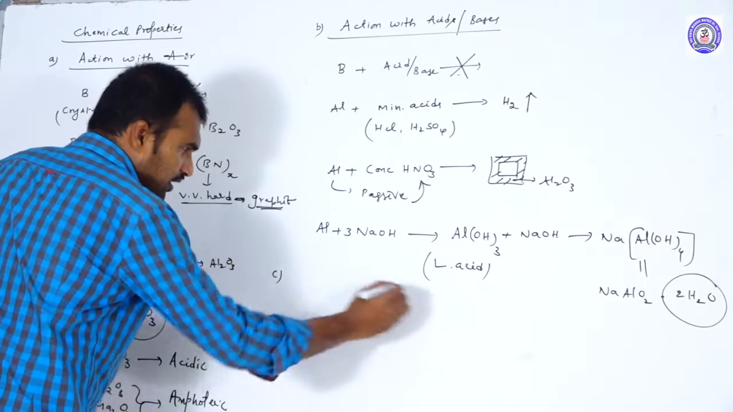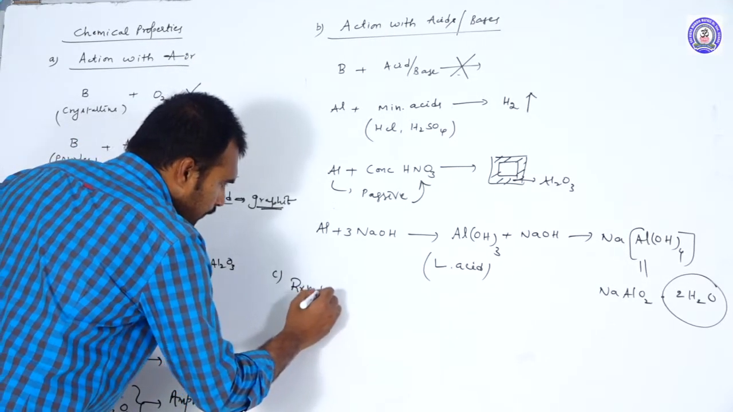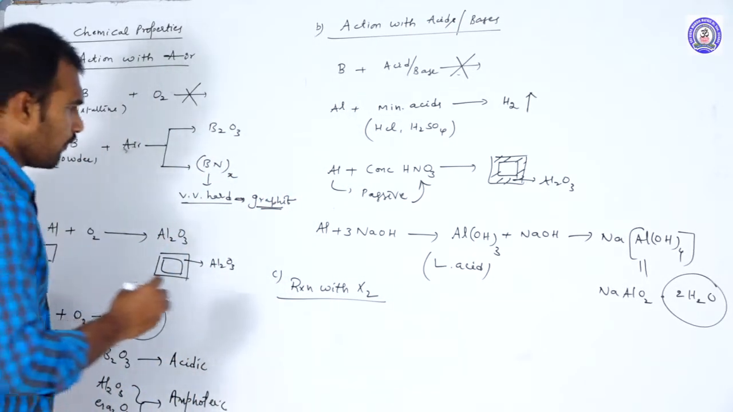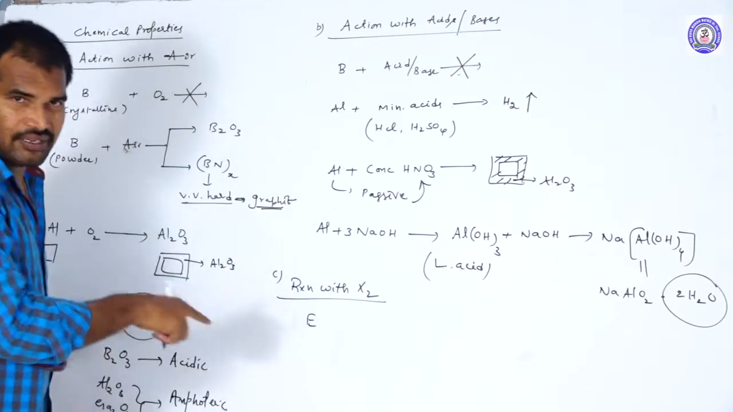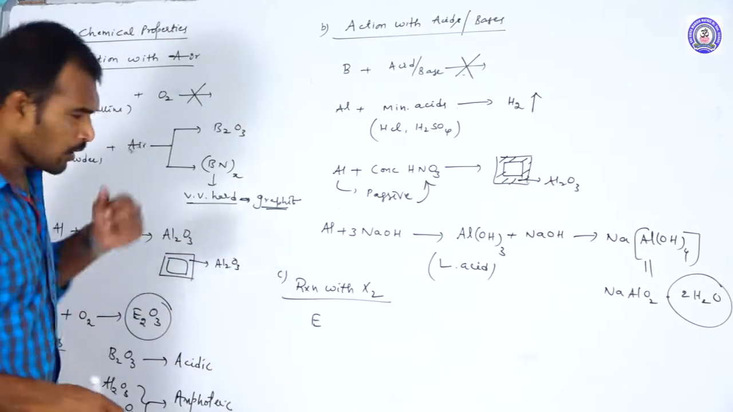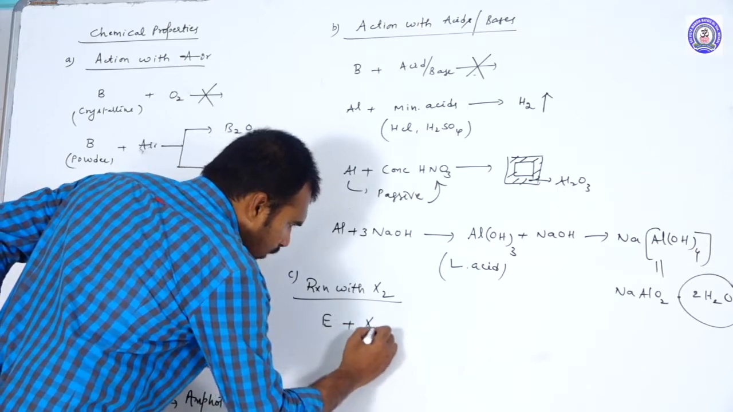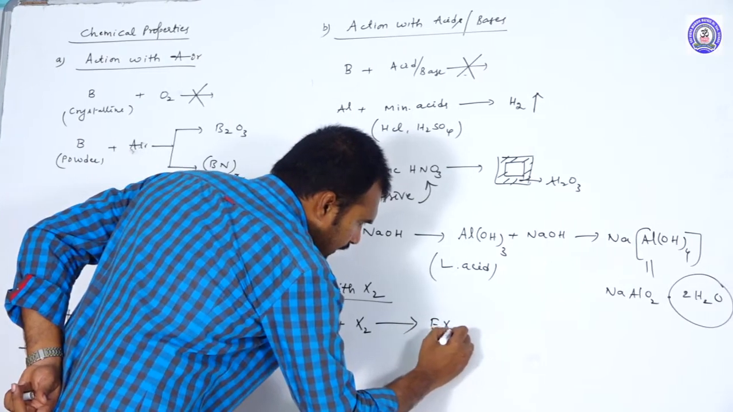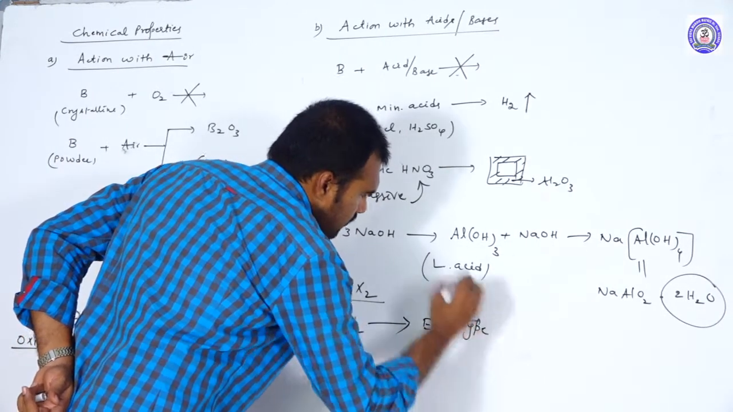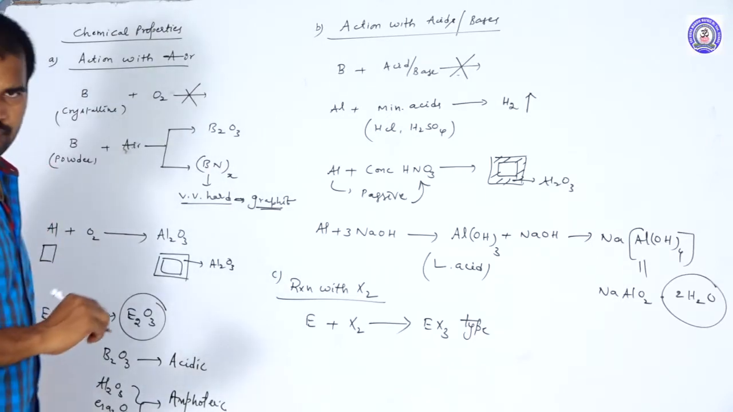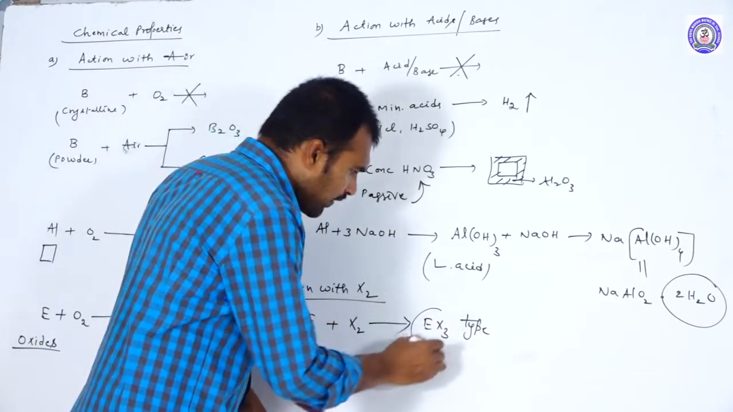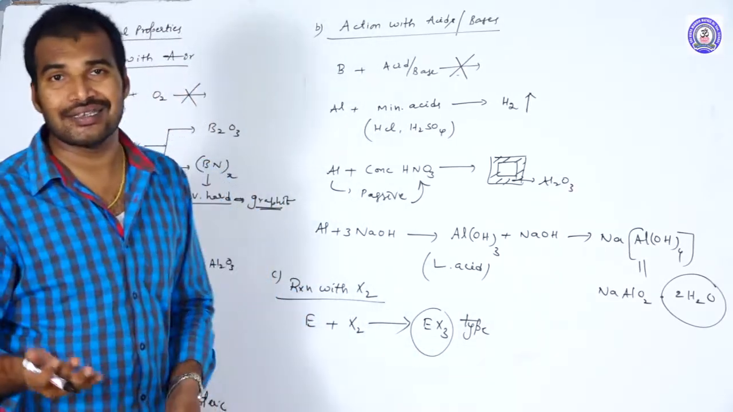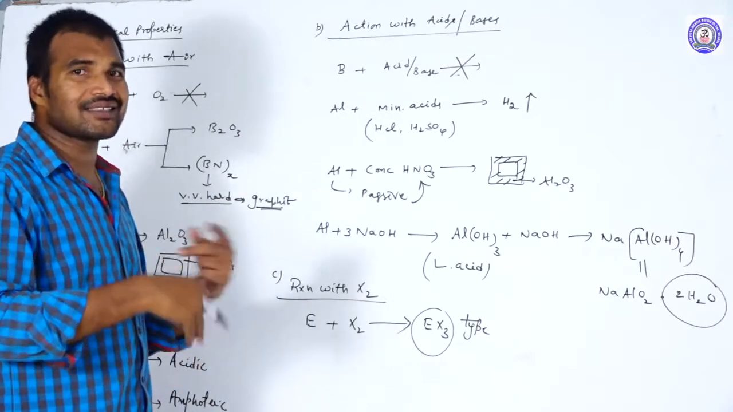Next, the third chemical property, reaction with halogens. When the 13th group elements, E represents the 13th group elements, react with the halogens, they form EX3 type of halides. The nature of EX3 is different. Some of the halides are ionic. Some of the halides are covalent. Which halides are ionic and which are covalent? Let us see.